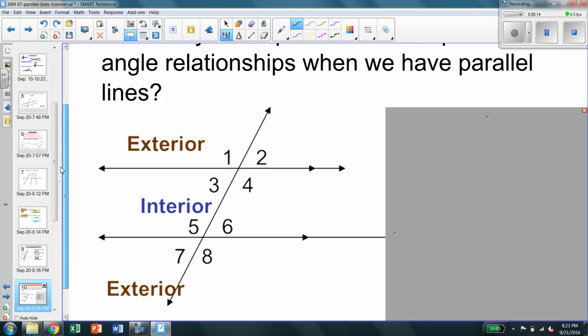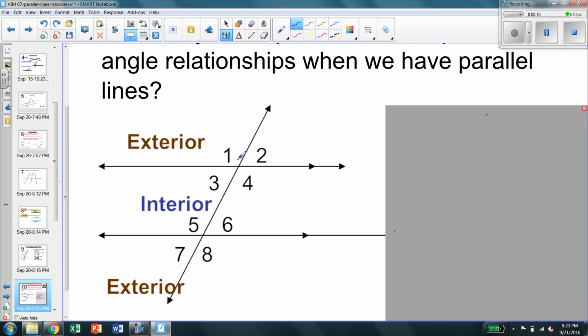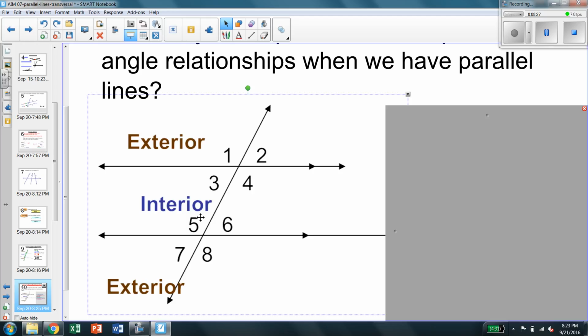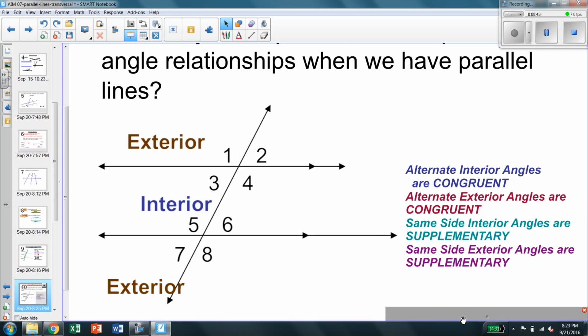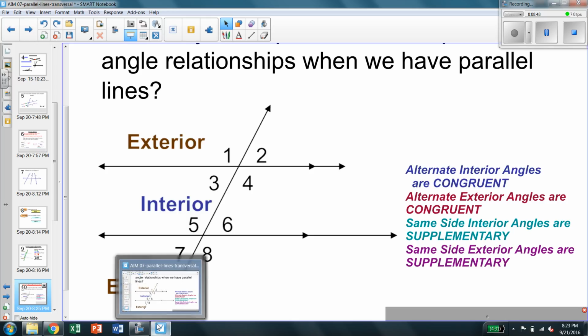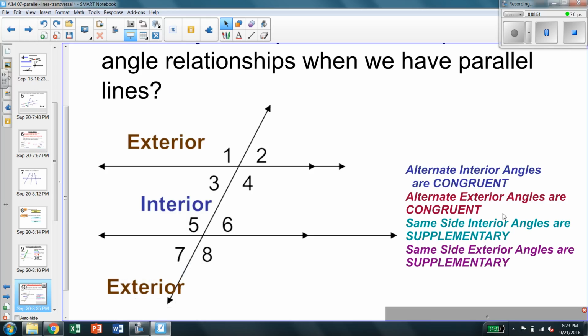What do you think happens with those relationships, alternate interior, alternate exterior, when we have parallel lines? In other words, what do you think this obtuse angle 4 and this obtuse angle 5? Well, they look like they're congruent, and it turns out that they are. We never want to go with "they look like they are and that's good enough." They are, and we can prove it. We'll handle that another time, but right now, alternate interior angles are congruent when the lines are parallel and they're cut by a transversal. Alternate exterior angles are congruent.